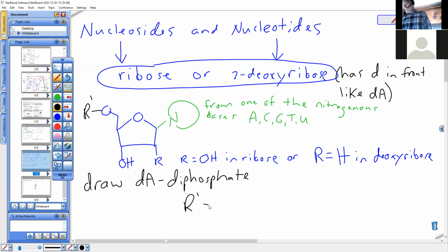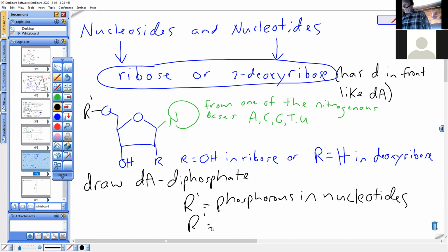R prime equals phosphorus in nucleotides. Here's the difference to nucleosides: R prime equals H. So that's an alcohol up there in nucleosides. So that's all you need to know there.